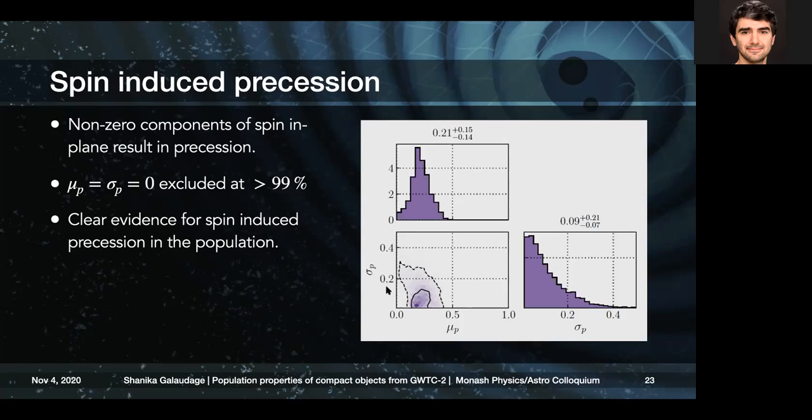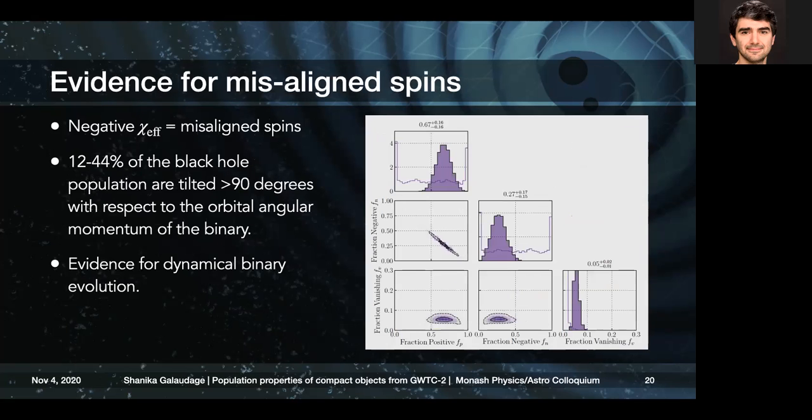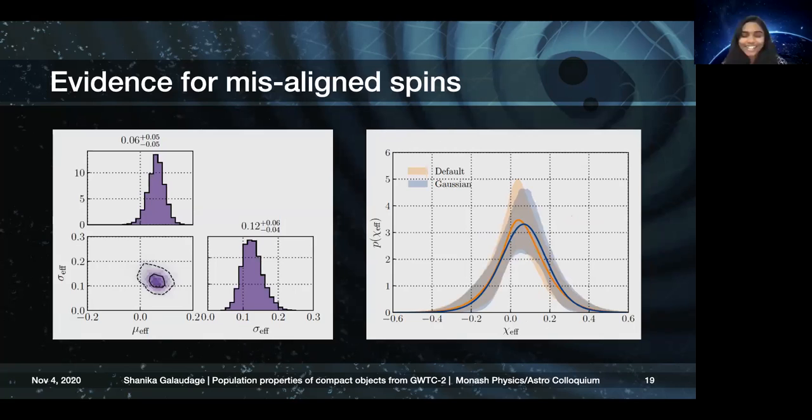Is that a statement about, do you have any specific individual events where there's clear evidence for negative chi effective, or is that also a population level statement based on a population level model? Sorry, there's a question for Shanika, of course. Yeah, population level. So we see this on a population level, not for individual events.